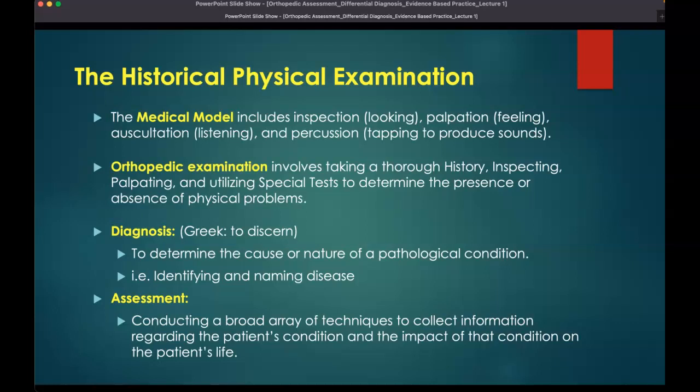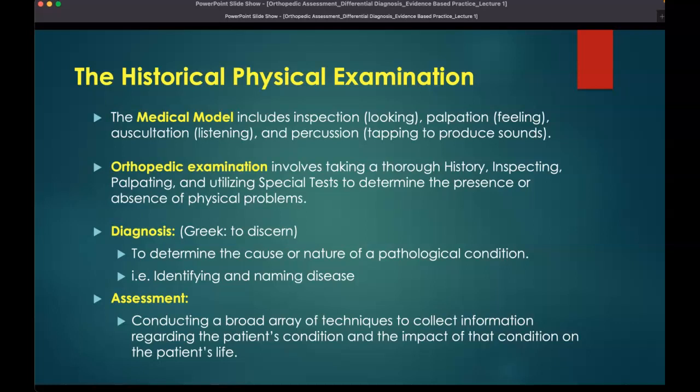Now, there are two terms that are often thrown out, which do absolutely mean different things. And oftentimes in the field of athletic training, we get told that we can't diagnose a pathology. But I'm going to ask this question to you. Which of these do you think we do? And then I'll give you the answer once I'm done with that. The word diagnosis comes from the Greek root word, which means to discern, right? And if we take it at face value for what it is, it's to determine the cause or nature of a pathological condition, or to name the actual disease or injury in our case.